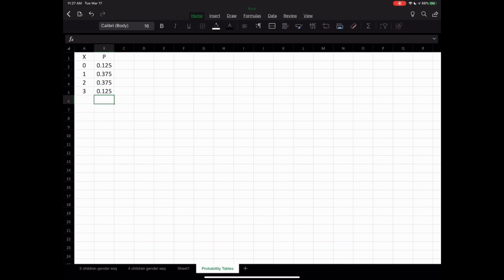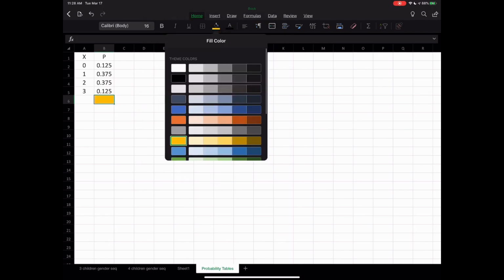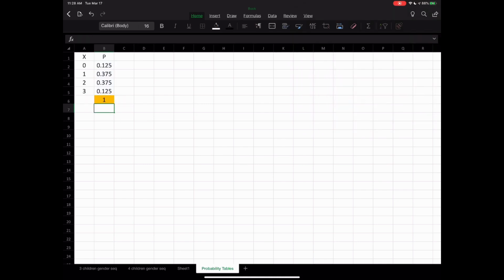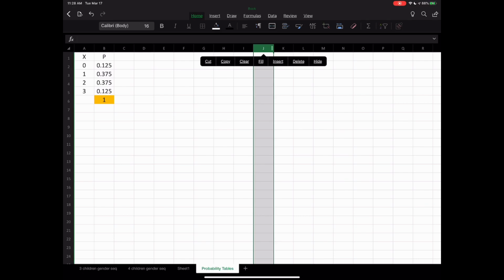Now, these are my probabilities. The sum of these probabilities always has to add up to 1. So if I sum them, it should give me a 1, and it does. So I'm good with it, meaning I've constructed a proper probability distribution. Now I need to calculate three things.